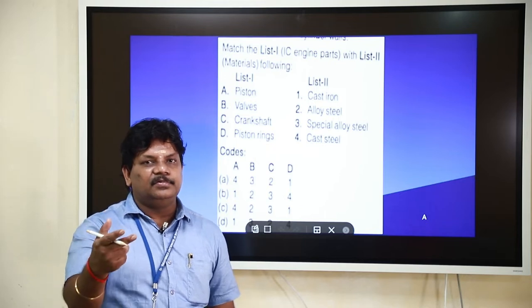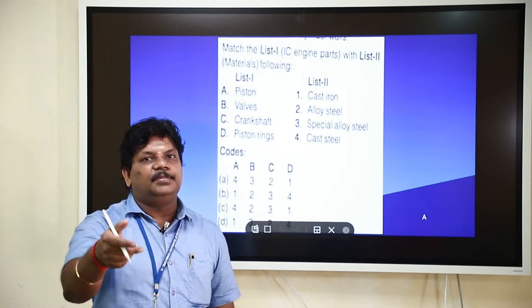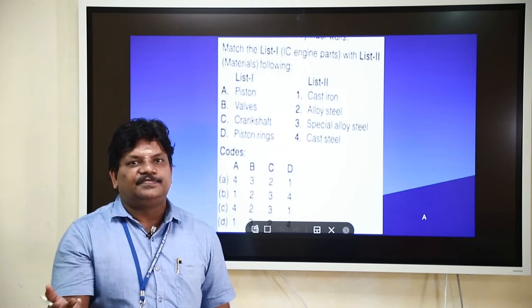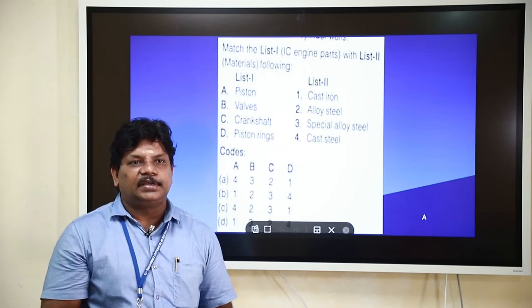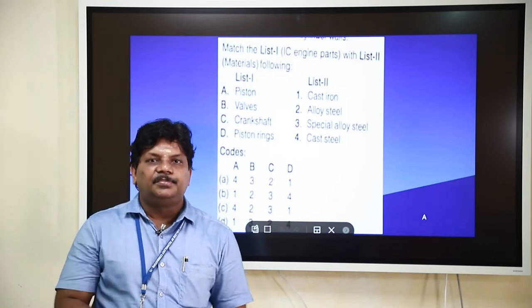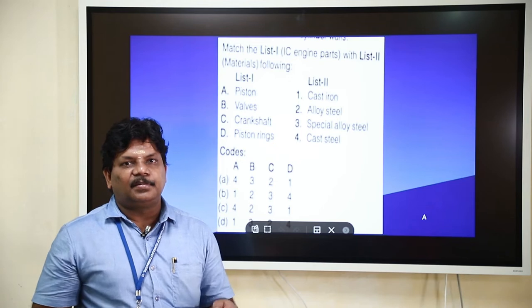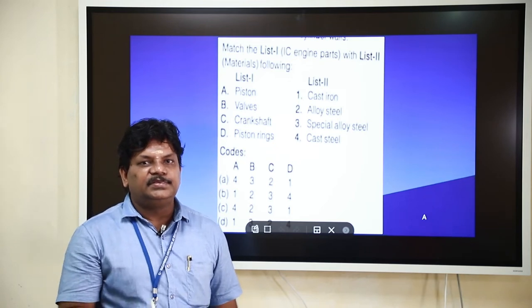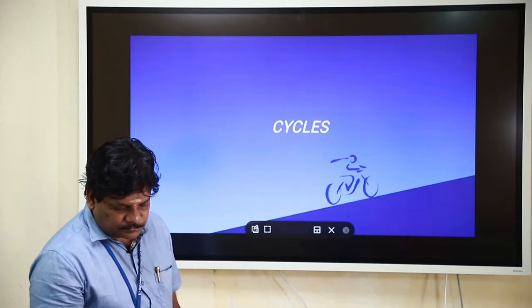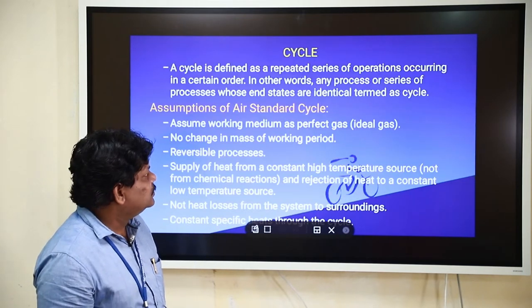Simply by viewing with your naked eye, you can identify which is a two-stroke and which is a four-stroke. There is no need to check valves or ports or anything else. Simply by the position of the spark plug, you can identify which is a two-stroke engine and which is a four-stroke engine. And now we are going to cycles.